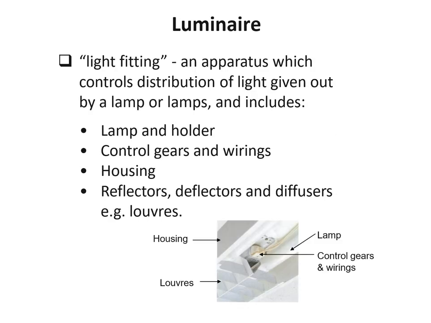Okay, so what is a luminaire? Basically, it's a light fitting, an apparatus which controls the distribution of light given out by lamps, and it includes the lamp itself and the holder, okay, the control gears and the wiring, the housing, and reflectors, deflectors, so on and so forth. So actually these four main components, it's important to know them because you need to know how to fix them, right? How to assemble them with the rest of the fittings.